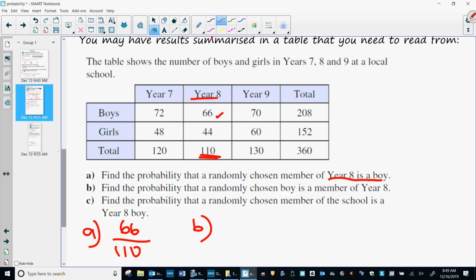See how they are slightly different? So find the probability a randomly chosen member of year 8 is a boy. Our year 8 total was our denominator. What's our denominator going to be this time? 208. 208, good, because that's the number of boys that there are, yes? And is a member of year 8? 66.